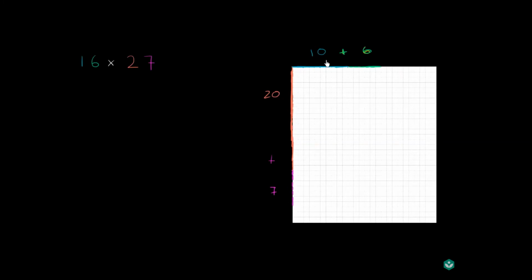Now, if we have 16 times 27, the product 16 times 27 would give you the area of a 16 by 27 rectangle. So let me draw that. So this is a width of 16. Let's bring a little line down right over here. And then the height of my rectangle, the way I've drawn it, is 27. This is 1, 2, 3, 4, 5, 6, 7. So the area of this entire rectangle is going to be 16 times 27.